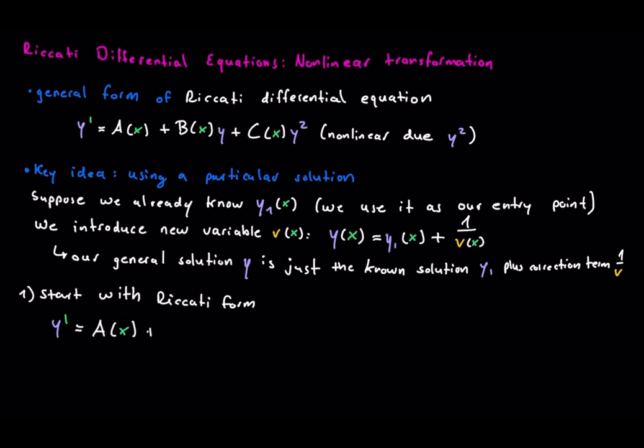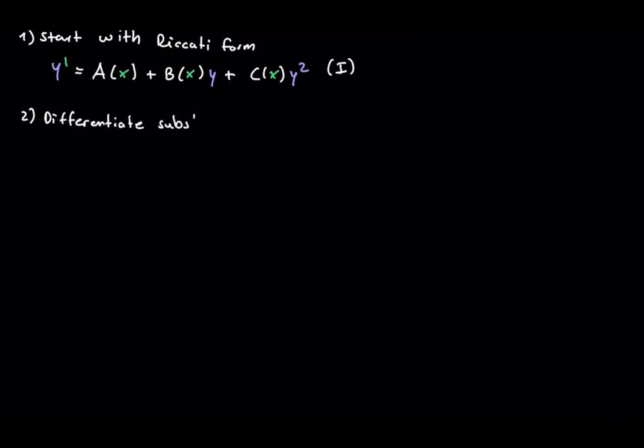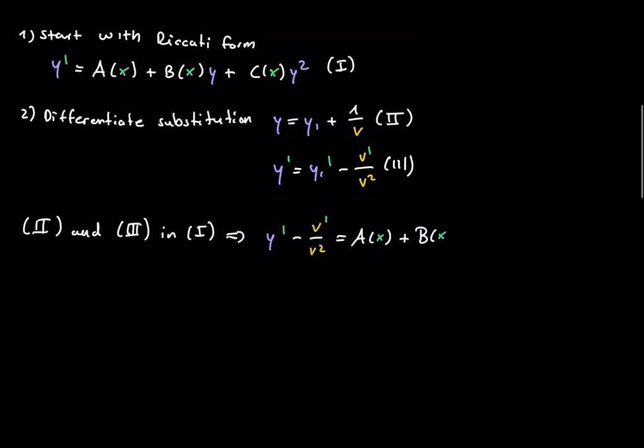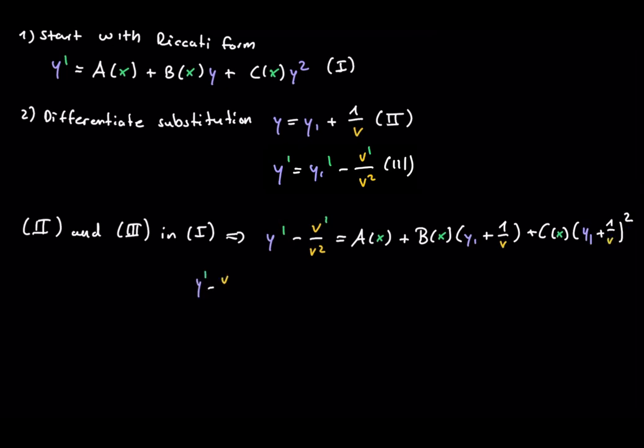Start with the Riccati form, y prime equals a of x plus b of x times y plus c of x times y squared. Differentiate our substitution, y equals y1 plus 1 over v: y prime equals y1 prime minus v prime over v squared. Now substitute both y and y prime into the Riccati equation. On the left-hand side, we have y1 prime minus v prime over v squared. On the right-hand side, substitute y equals y1 plus 1 over v: a of x plus b of x times the quantity y1 plus 1 over v, plus c of x times that quantity squared. Expand that last term carefully.